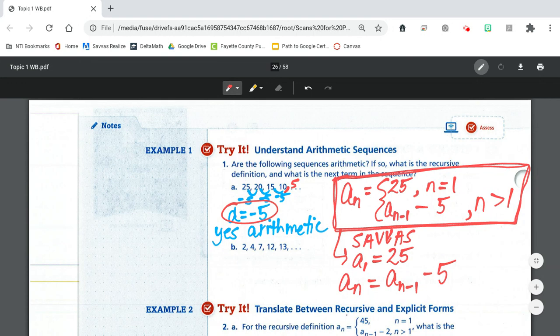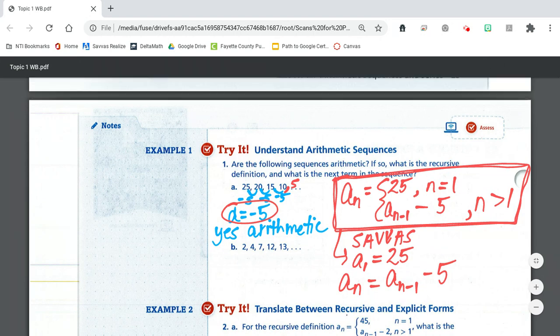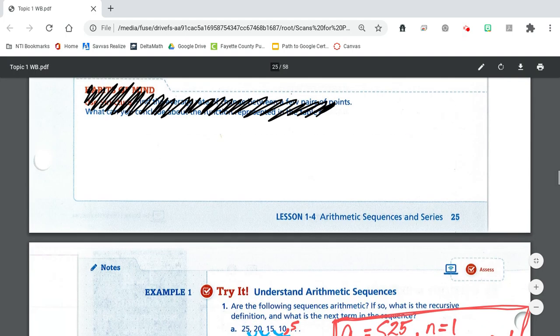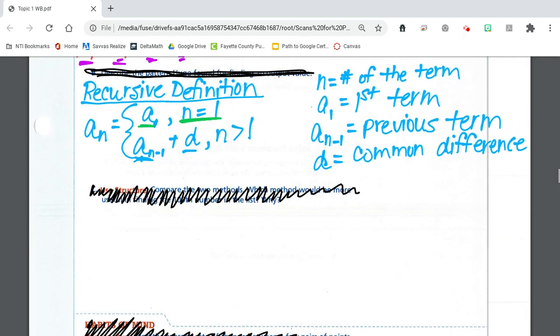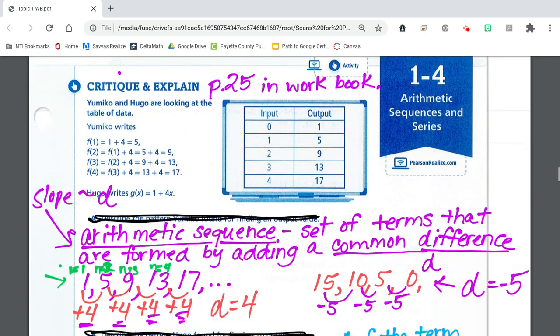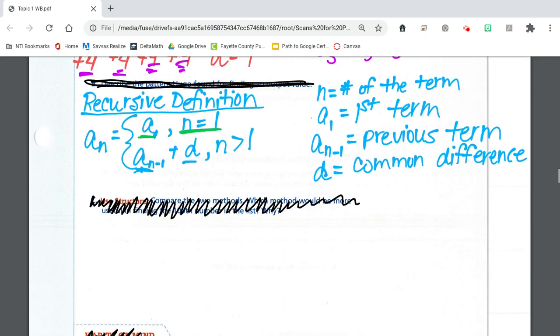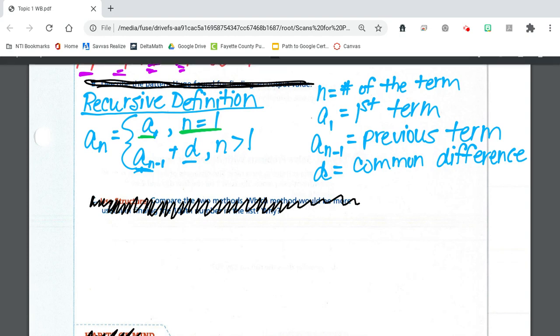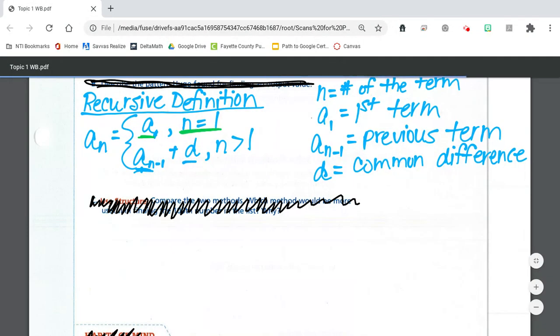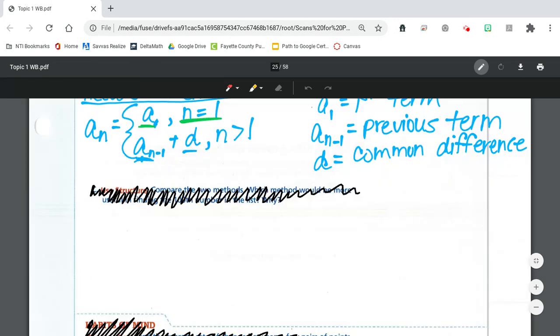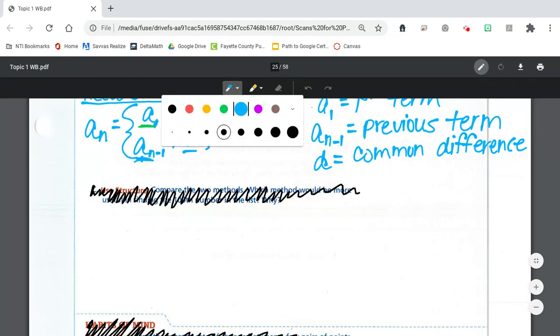So that's the recursive definition. It's nice, but you need to know the previous term. Okay, now let's go and take a couple more notes. So go back to what page was this? Page 25. And the recursive definition is nice because what it says is that if you know the previous term, you can get the next term by adding the common difference.